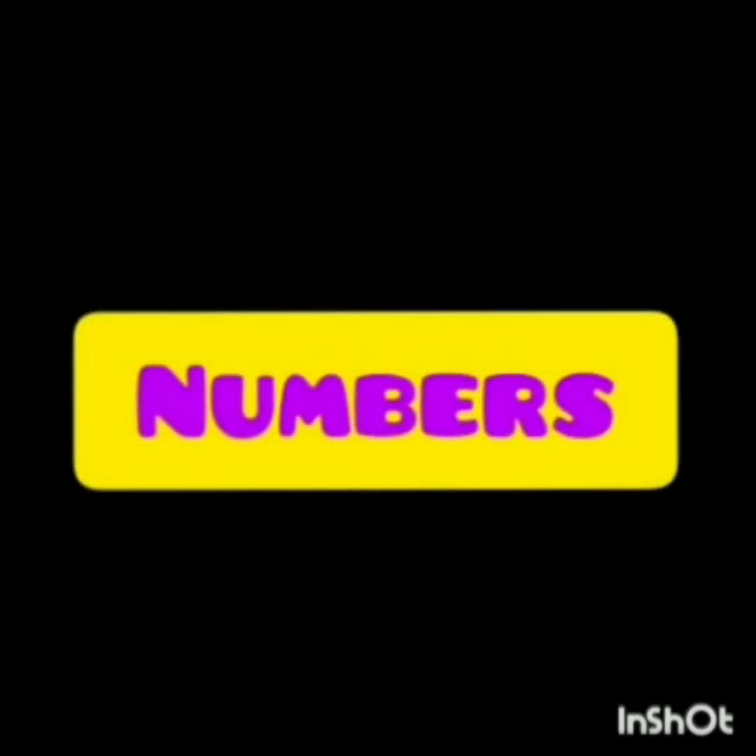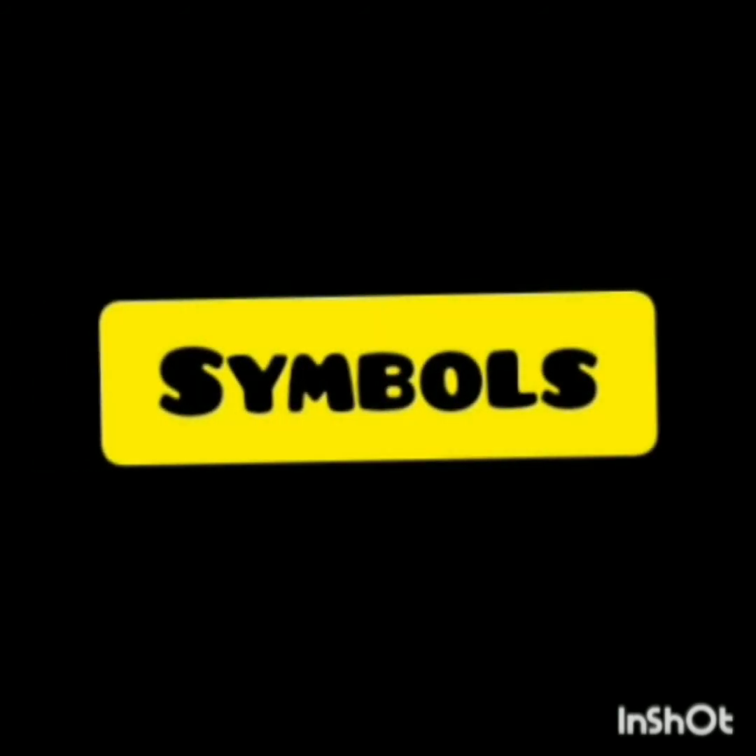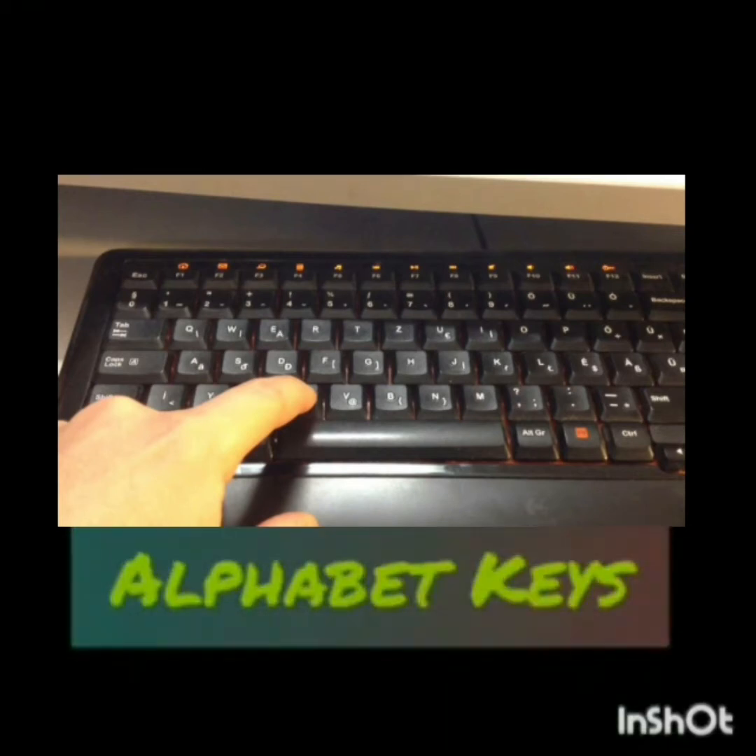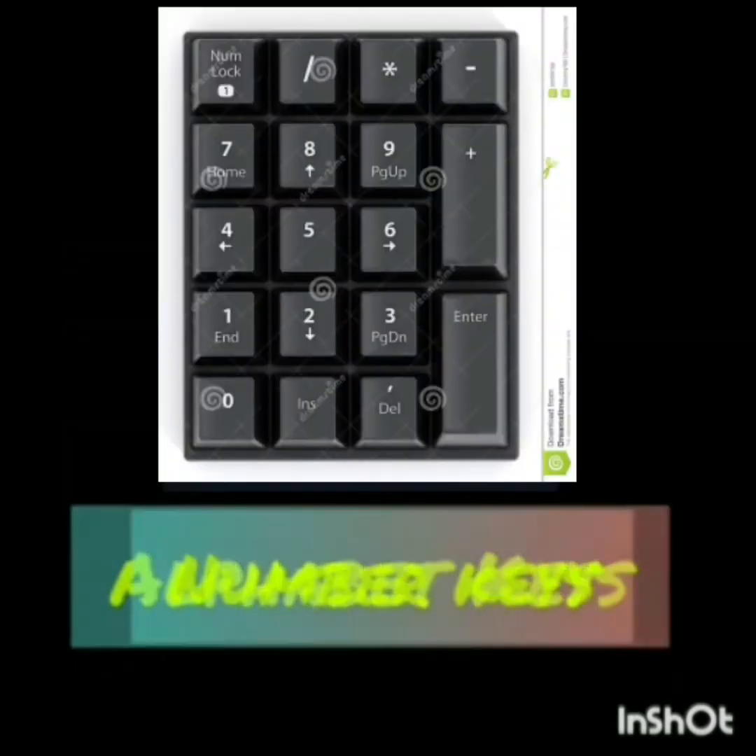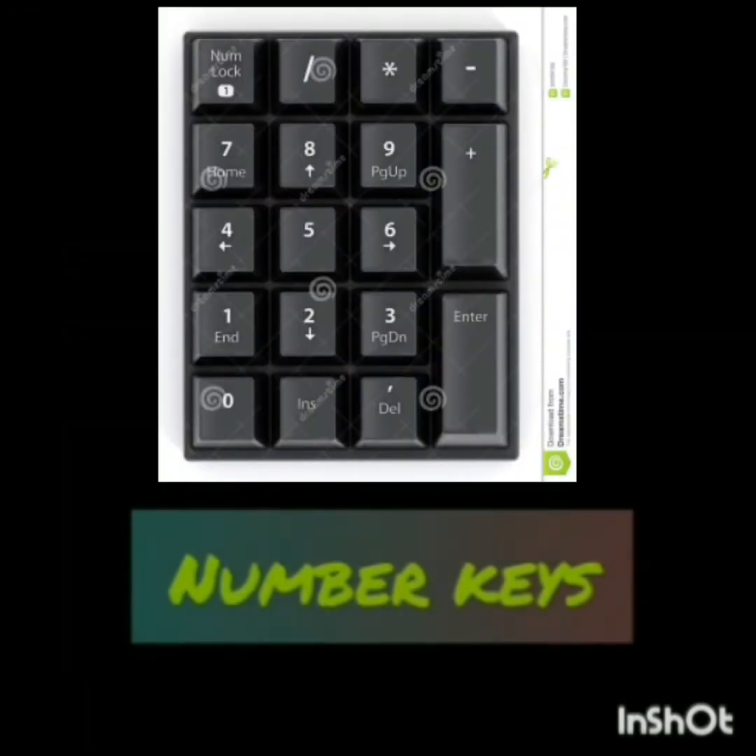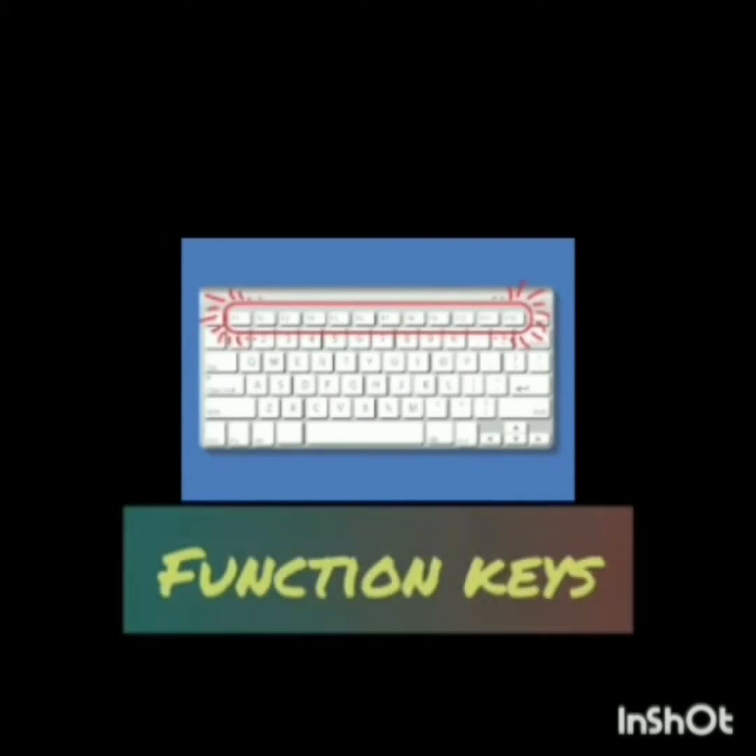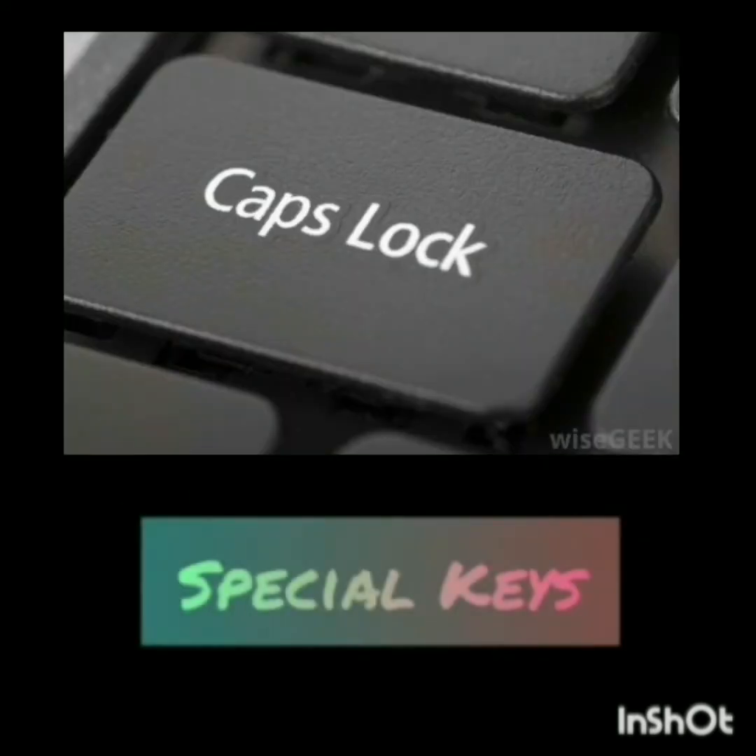First is the numbers, second letters, third symbols. By pressing the keys on the keyboard, we can enter data. There are different types of keys on the keyboard. First, alphabet keys, second, number keys, third, arrow keys or cursor control keys, fourth, function keys, fifth, special keys.